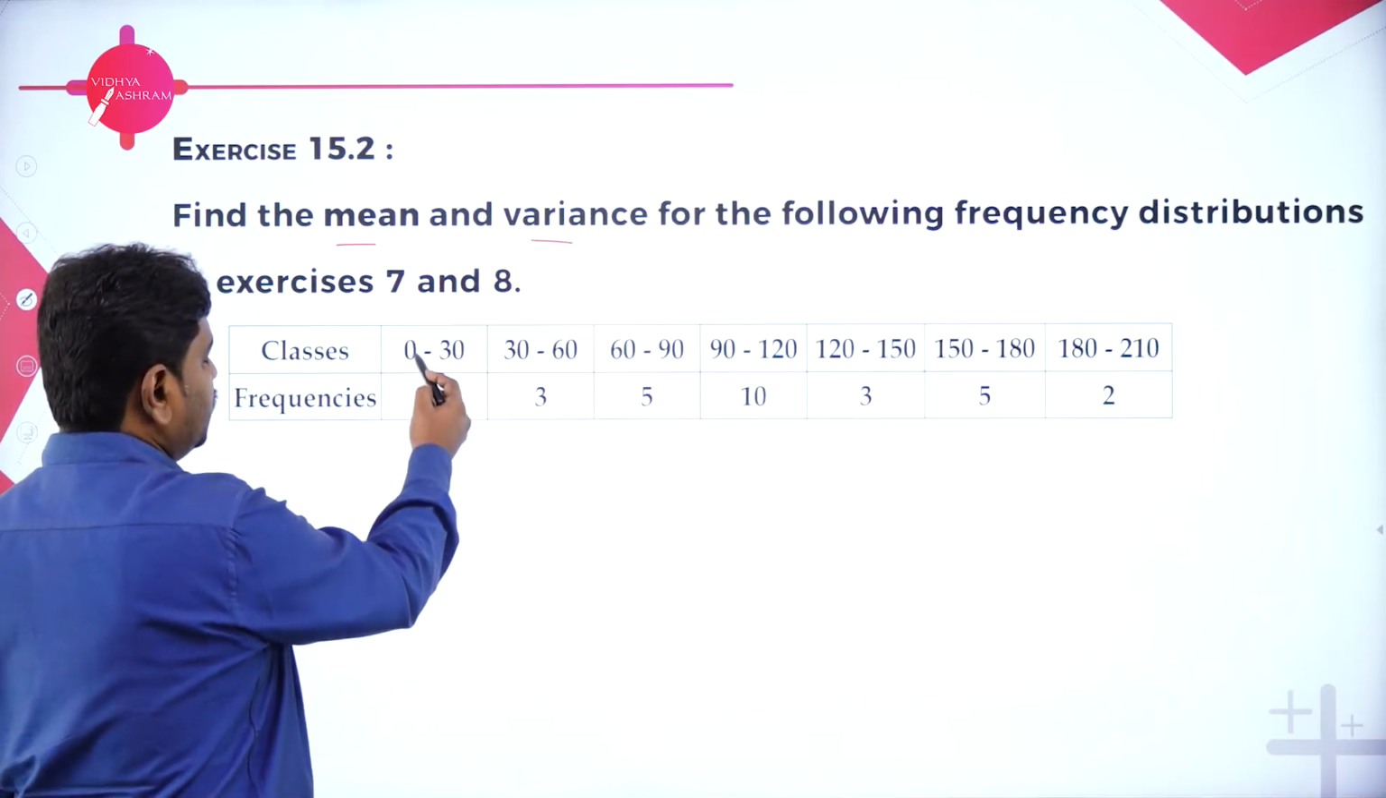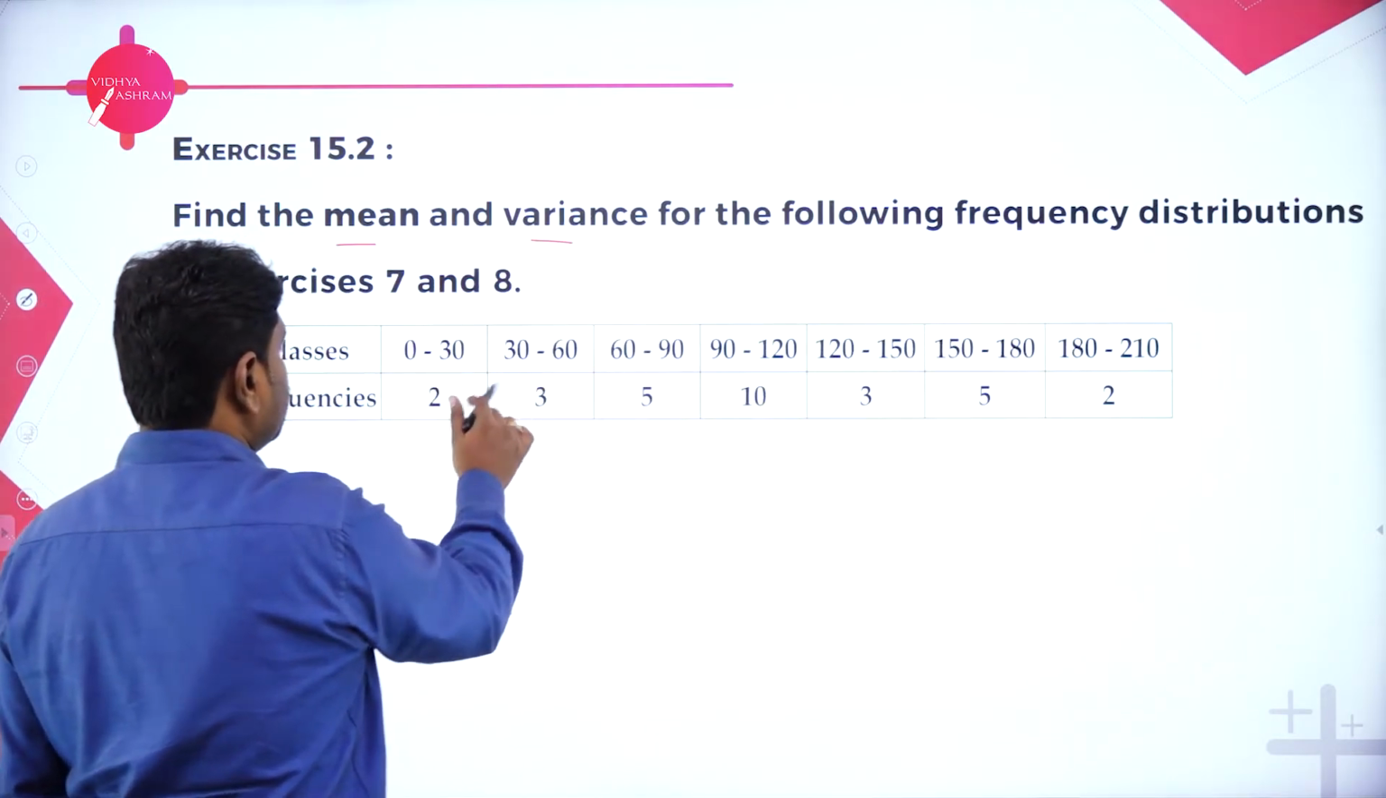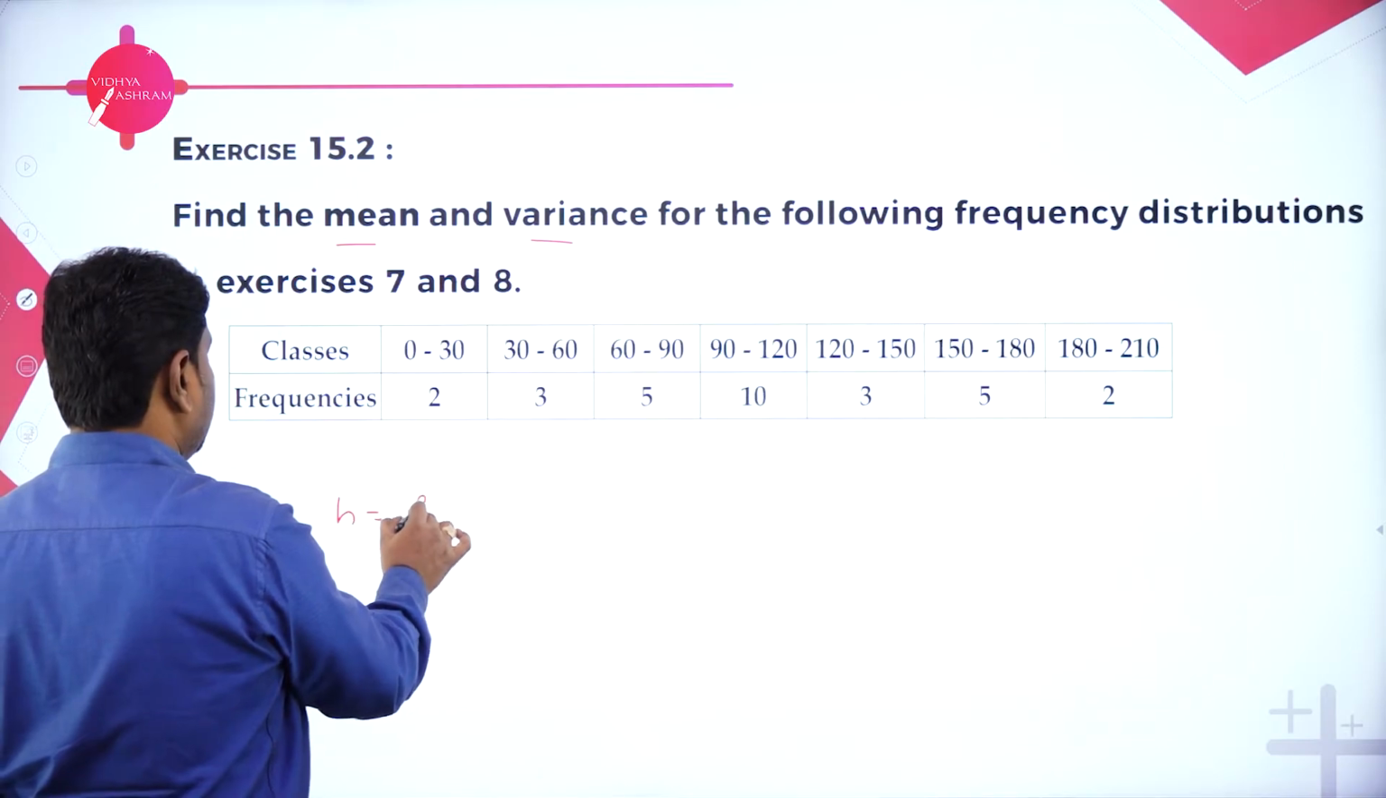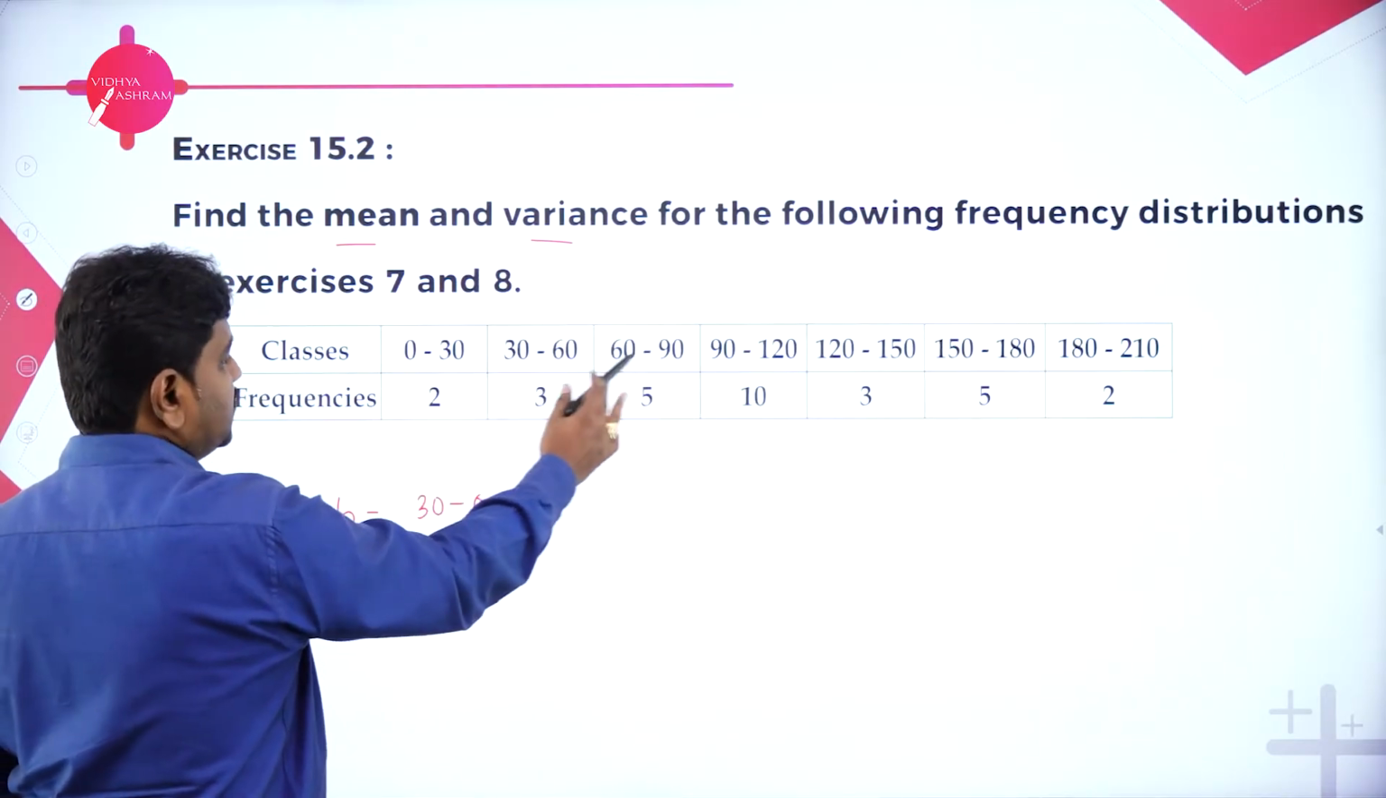So the class intervals they give 0, 30, 30, 60. But if you see the class size, H is what? Upper limit minus lower limit of any class. Class is continuous.